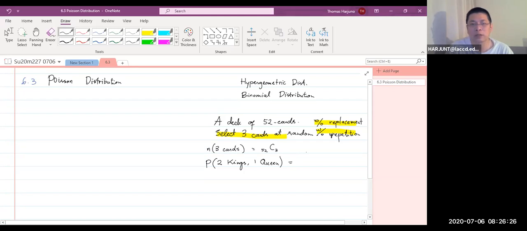Doesn't matter which one comes first. Then, let's take a look. There are 4 kings, there are 4 queens, and the rest are 44 cards, not king, not queen. Then you need to select 2 from here, 1 from here, nothing from here. 3 cards, right? Okay, so your probability will be 4 combination 2 times 4 combination 1 times 44 combination 0 over 52 combination 3.